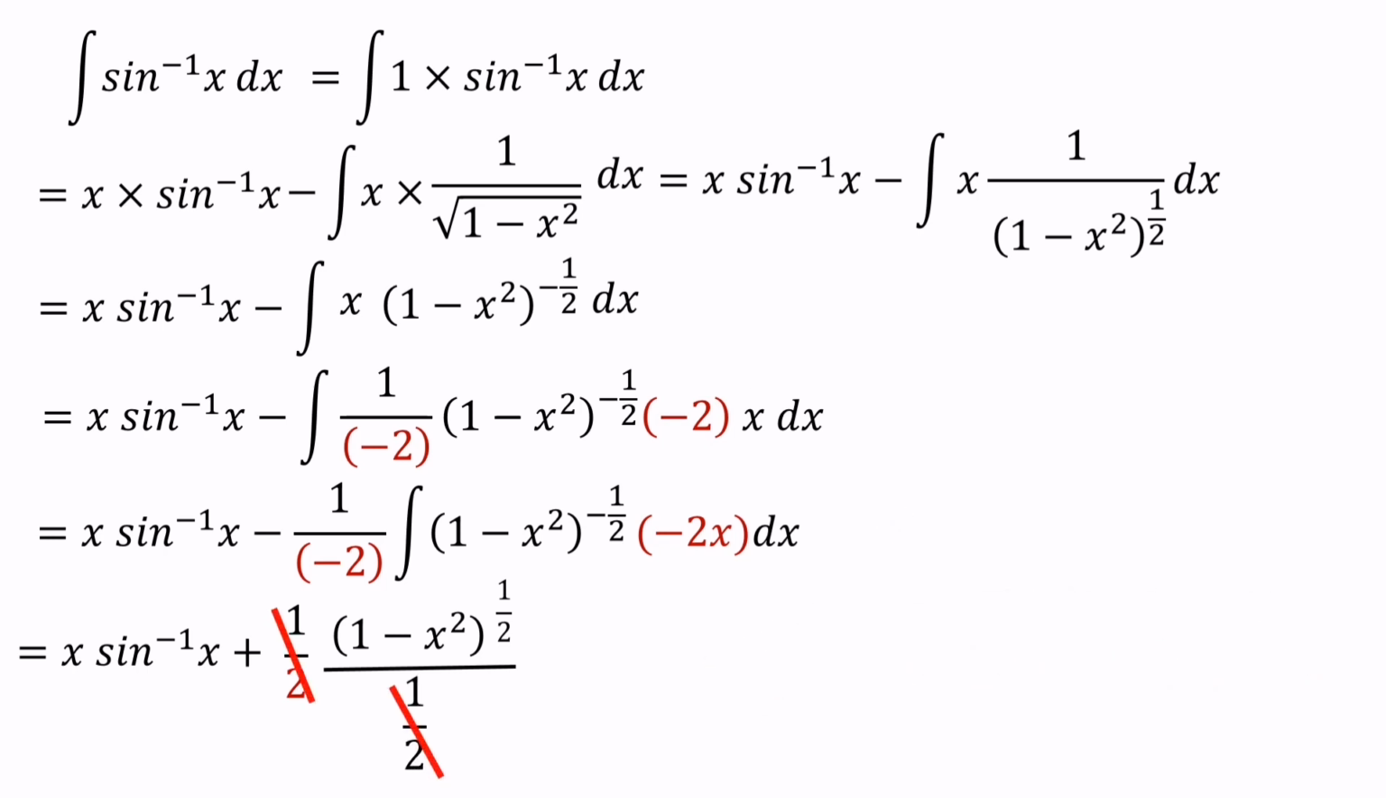Then we can get the final answer as x sin inverse x plus 1 minus x squared to the power of half plus c. Here c is an arbitrary constant.